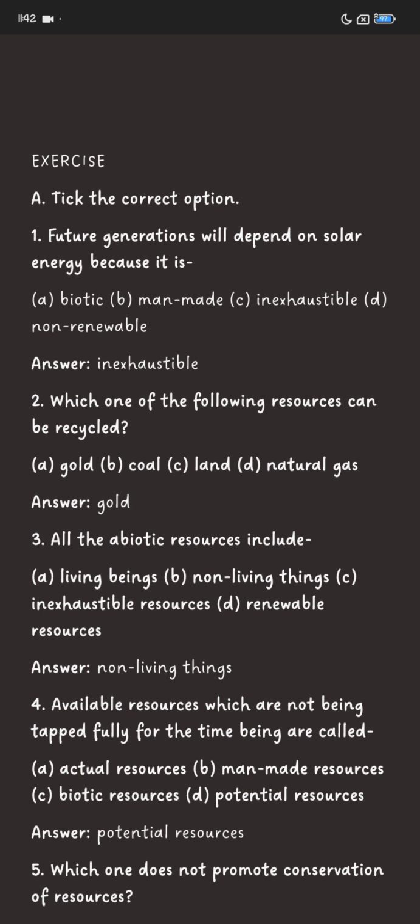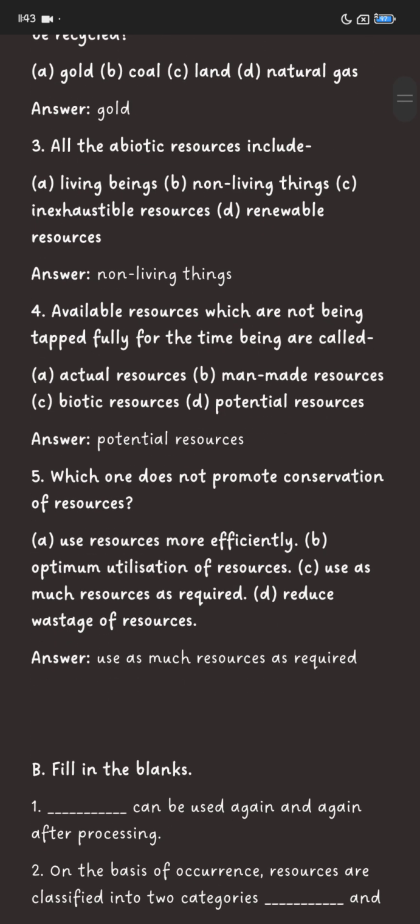Gold, coal, land, natural gas. The answer is gold. All the abiotic resources include living beings, non-living beings, inexhaustible resources, renewable resources. Answer is non-living things. Available resources which are not being tapped fully for the time being are called actual resources, man-made resources, biotic resources, potential resources. The answer is potential resources.